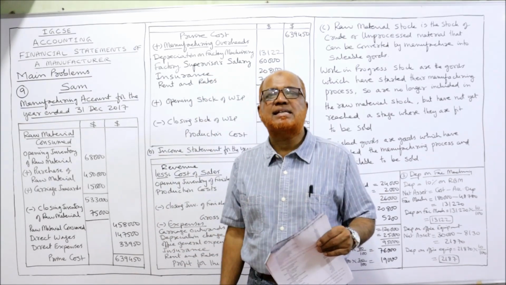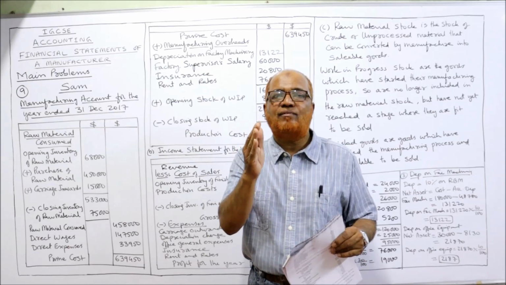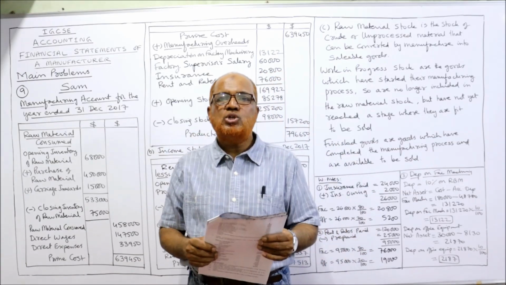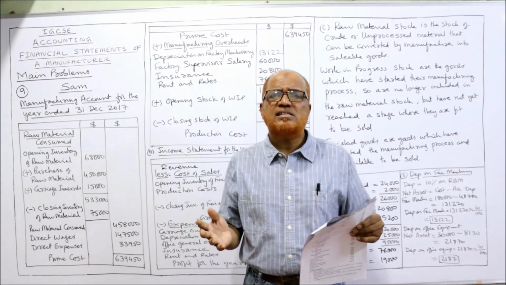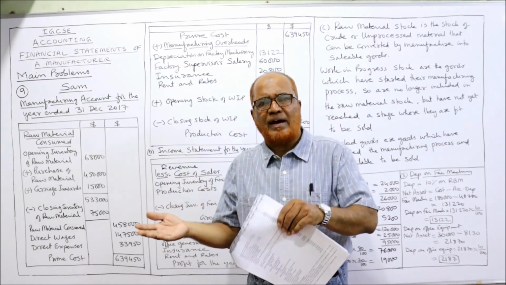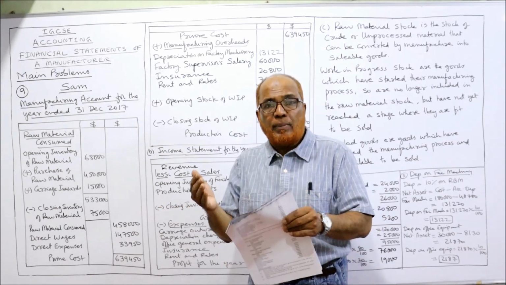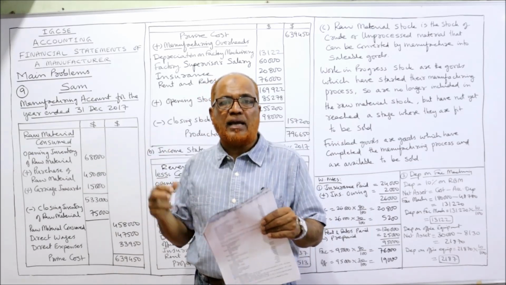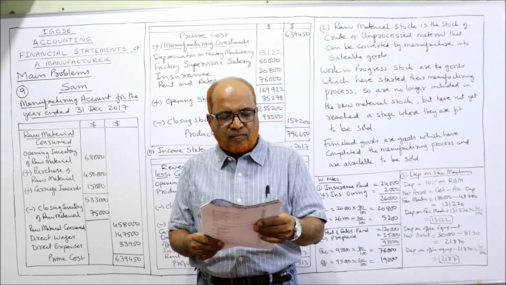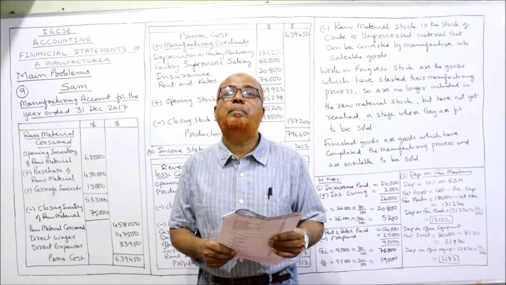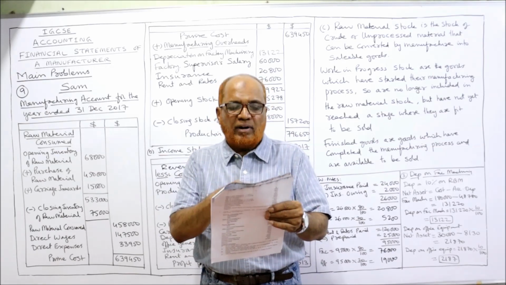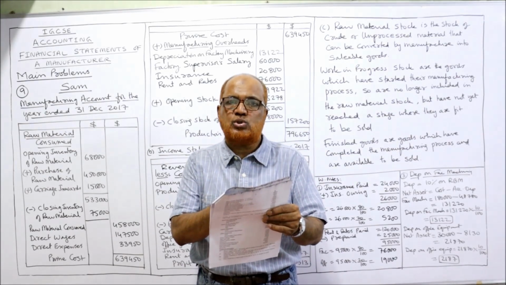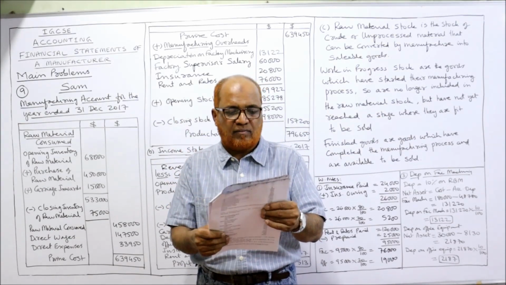Factory supervisor's salary. This is an indirect factory expense that will come under the manufacturing account. Insurance. If nothing is given, we can assume insurance is incurred in the factory, so we would have taken it under factory. But we'll see how to bifurcate the insurance between manufacturing account and income statement. Inventory at 1st January 2017, beginning of the year. Opening inventory of raw material, opening inventory of work in progress, and opening inventory of finished goods. All the 3 inventories at the beginning of the year are given.